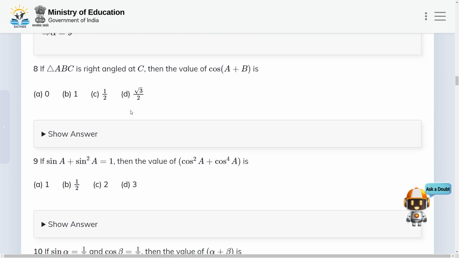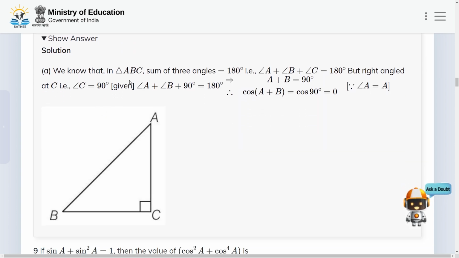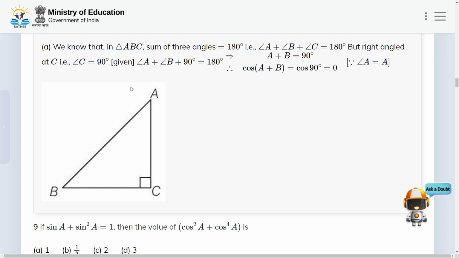So in the next problem, we have: if triangle ABC is right angled at C, then the value of cos of A plus B is what? Okay, so we need to find the value of cos of A plus B. So here we know that in triangle ABC the sum of three angles is equal to 180 degree, that is angle A plus angle B plus angle C is equal to 180 degree, but right angle at C. Okay, so therefore angle C is 90 degree given, and now angle A plus angle B plus 90 degree is equal to 180 degree, and it implies angle A plus angle B is equal to 90 degree.